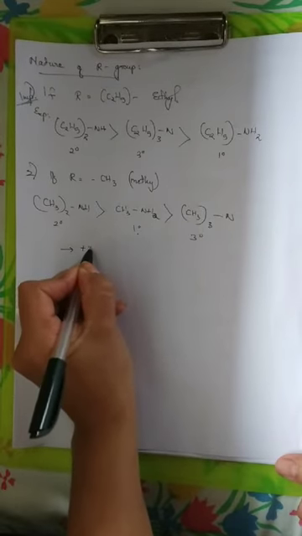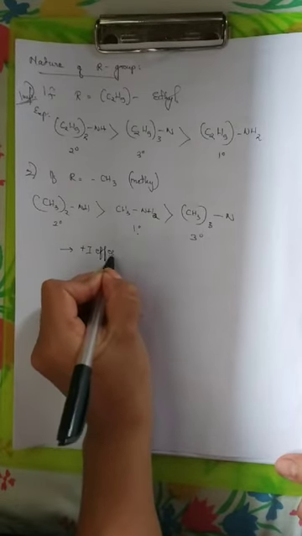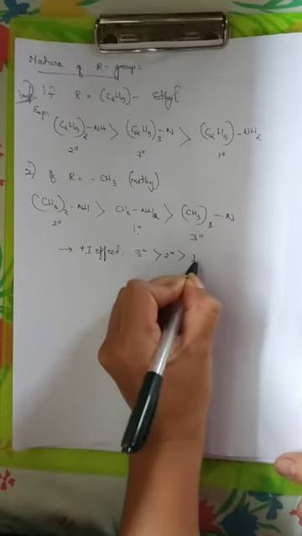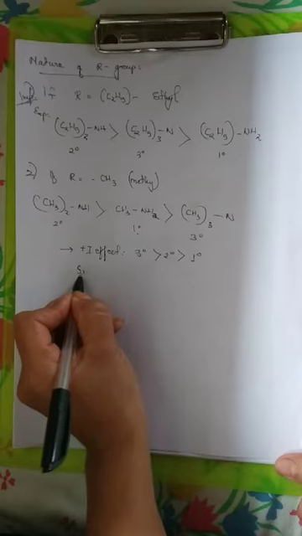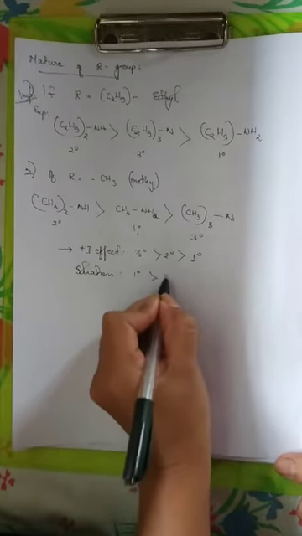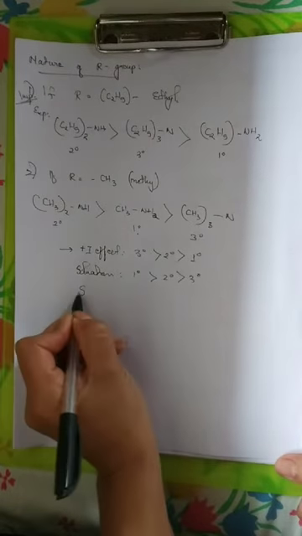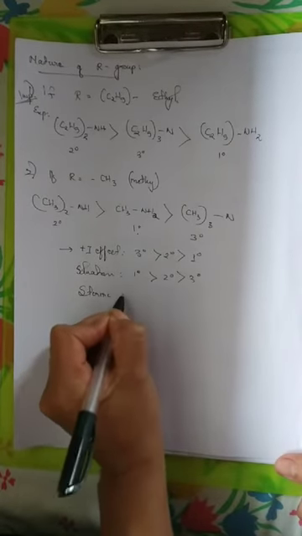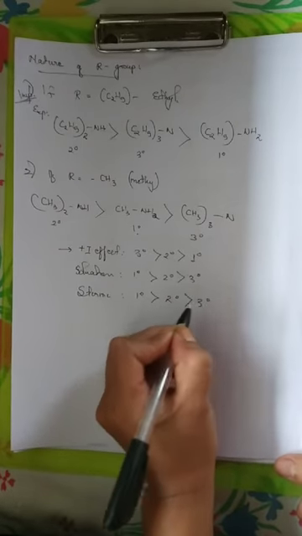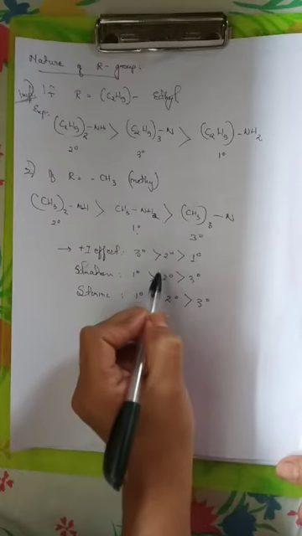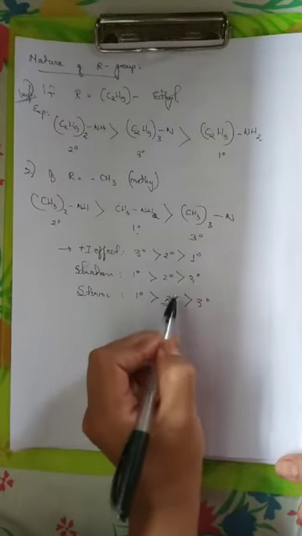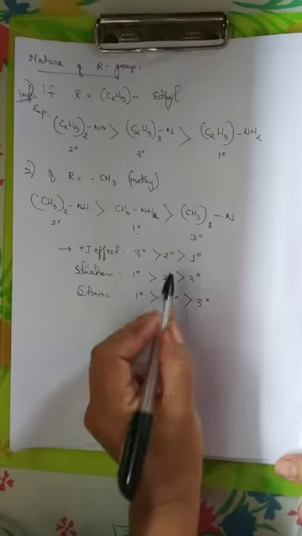Now, before going into the discussion for this, let us check the theories. In the first theory, the plus I effect theory, the tertiary amine was more basic than secondary, than the primary. In the solvation theory, the primary was more basic than secondary, than tertiary, and in the third factor, the steric factor, the primary was more basic than secondary, than the tertiary amine. In all three theories, the secondary amine was in the middle of the order of reactivity.